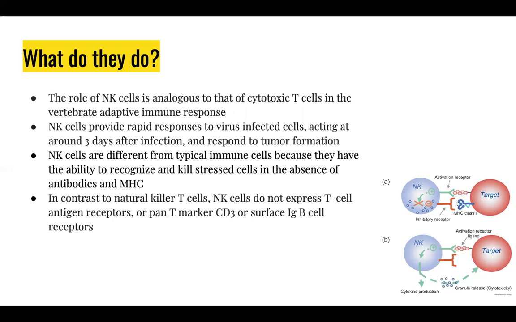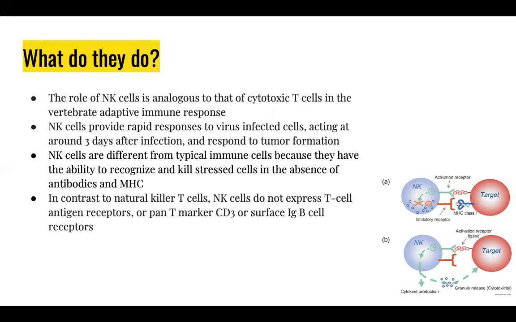They kill on contact by binding to their target. When a cell becomes infected, it stops making major histocompatibility complex on its surface. Once a cell is infected, it secretes type 1 interferons, which bind to the receptors of the NK cells. As a result, they become activated, proliferate, and differentiate into effector NK cells.